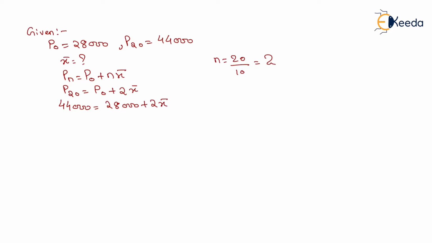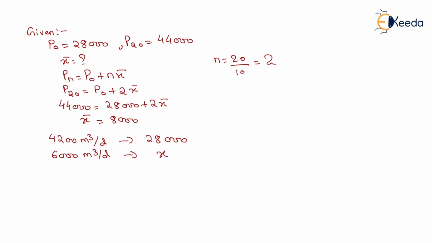From this equation we determine the value of x bar, which equals 8,000. That is the value of population increase per decade. Another thing given in the question is, for the water consumption of 4200 meter cube per day, the population equals 28,000. Now we want to determine the population for the water consumption of 6000 meter cube per day.